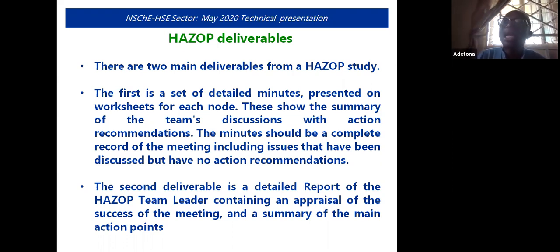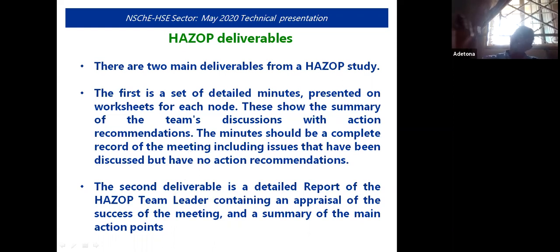The first one is the Hazop study worksheet, and it's a set of detailed minutes presented by the secretary and reviewed by the entire Hazop work team. And once that is agreed, that forms the basis for the report. The second deliverable is a detailed report of the Hazop team leader containing an appraisal of the subject of the meeting and summary of the main action points. Now, let's make it clear.